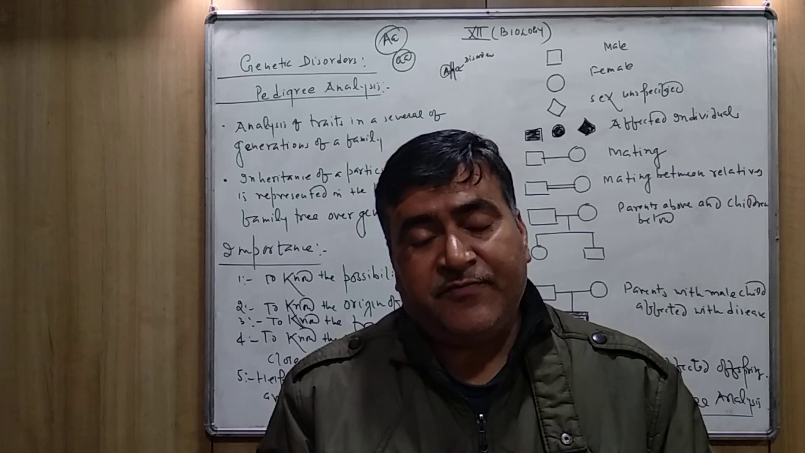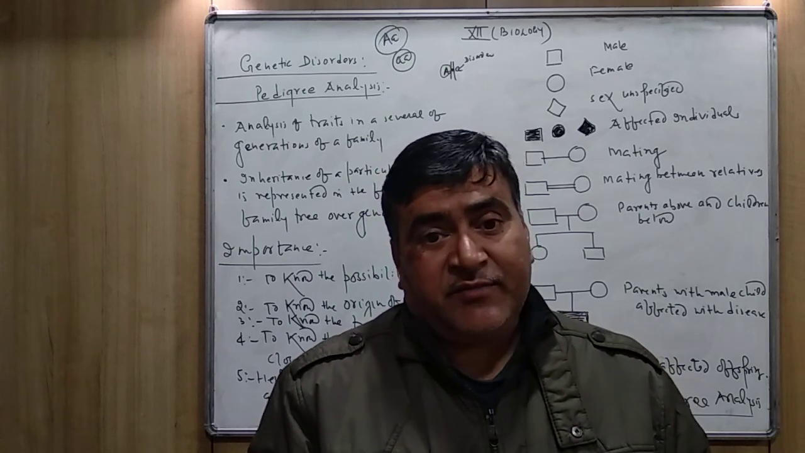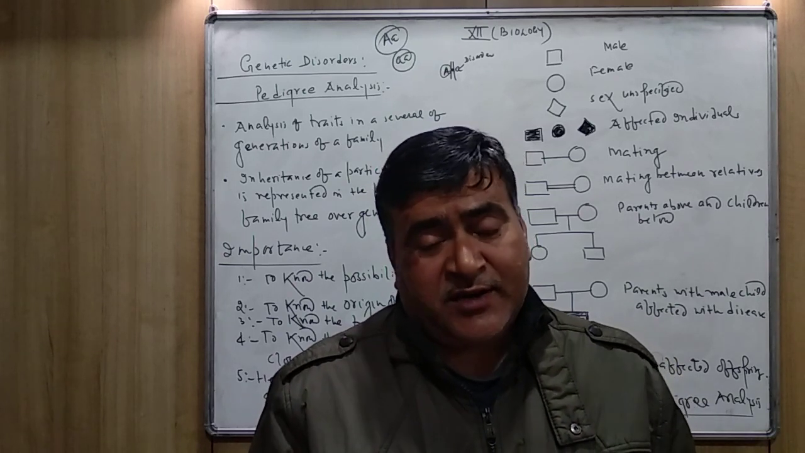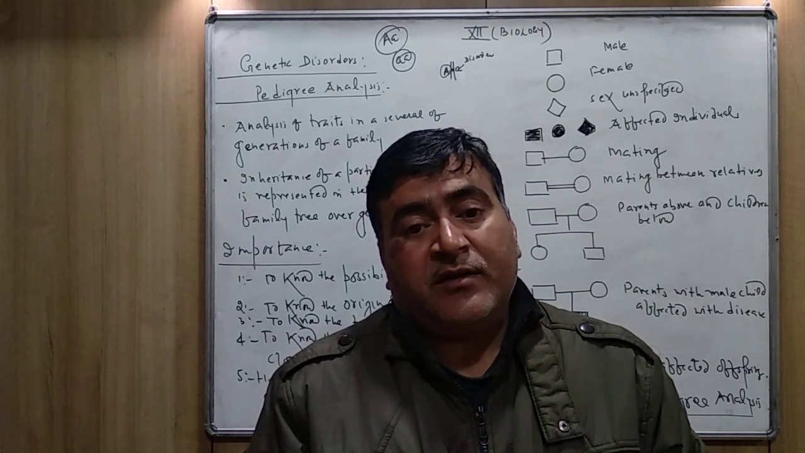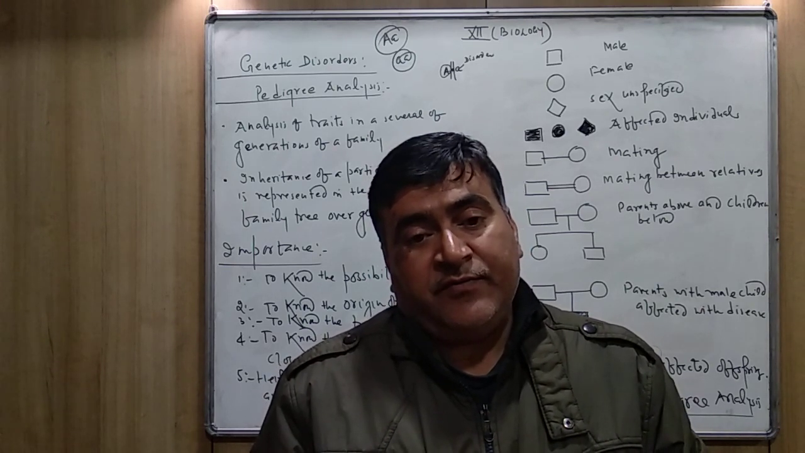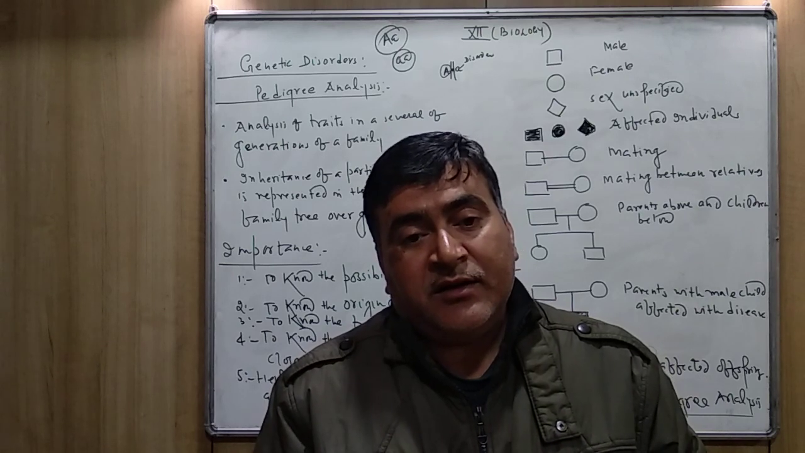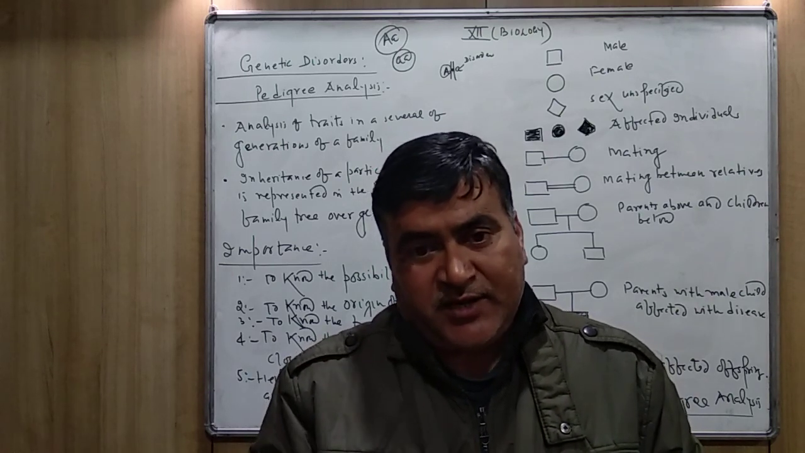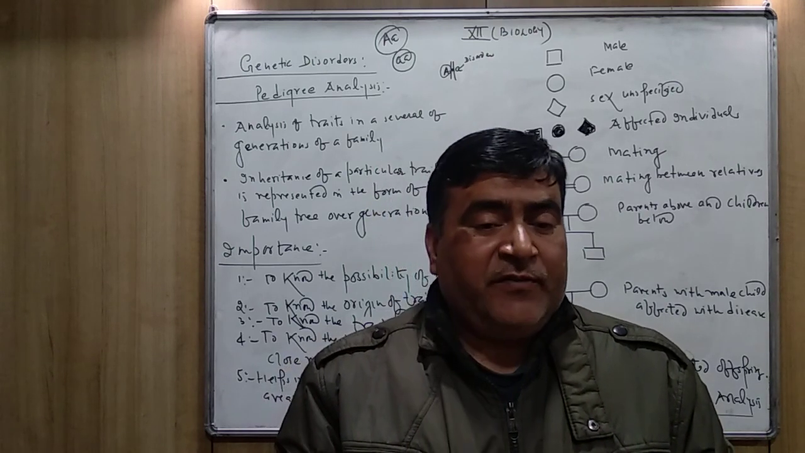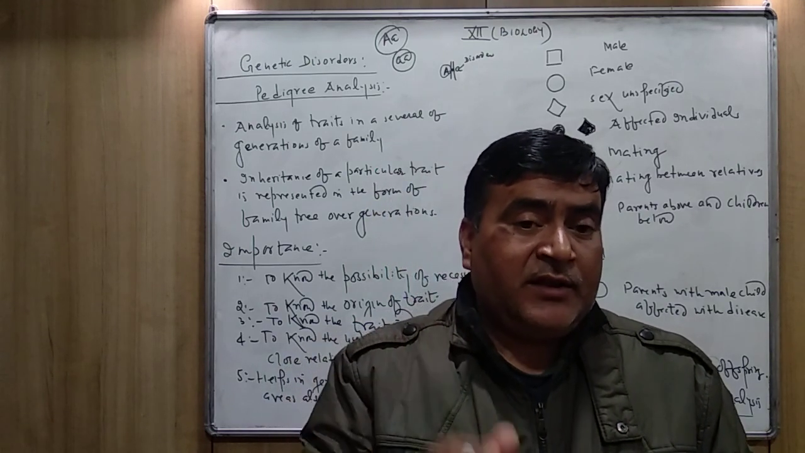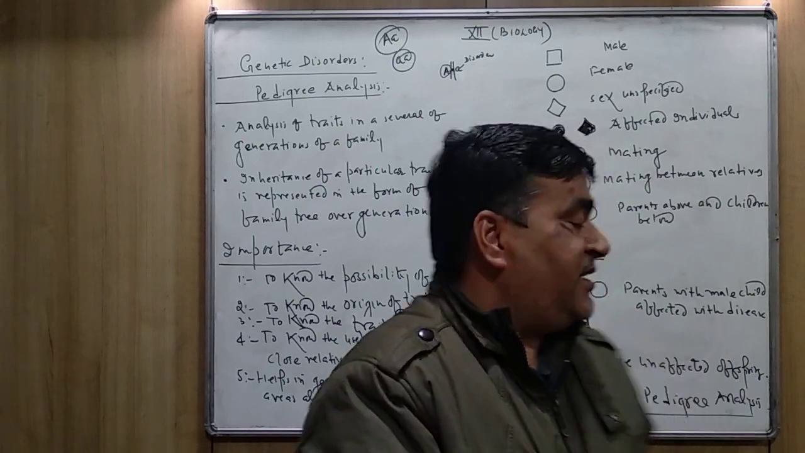from where it comes. Maybe your grandfather may have the problem, your father and mother are normal, but the child may have it. It means the trait is running in the family. So we will get to know from where the trait has originated.